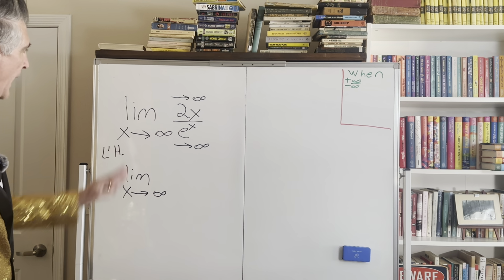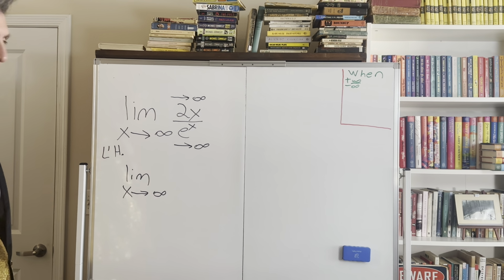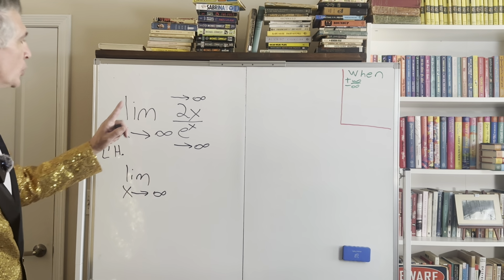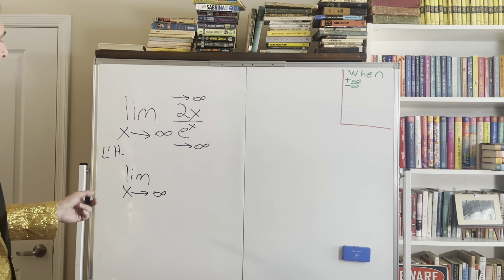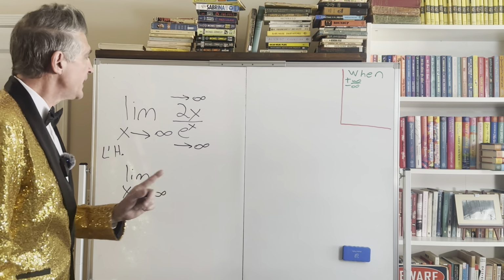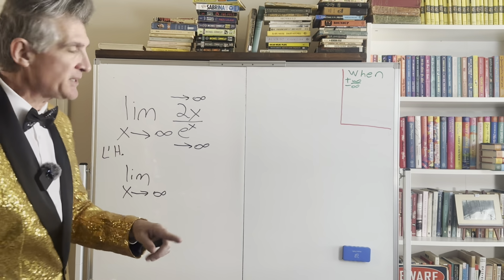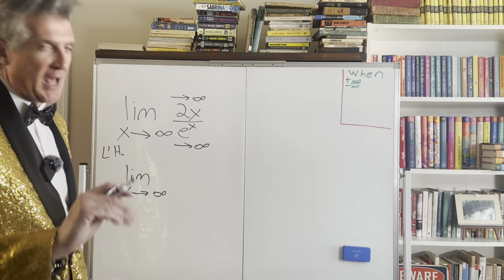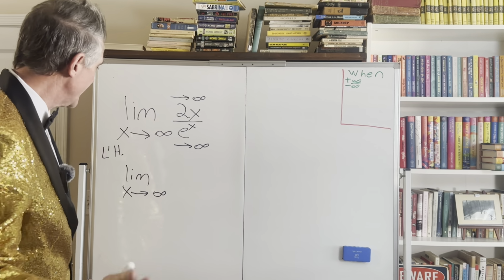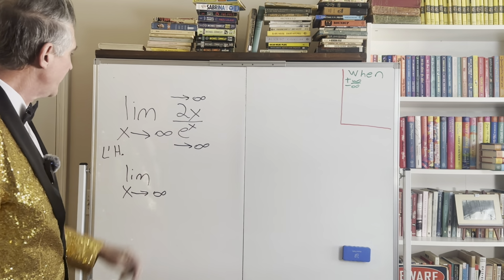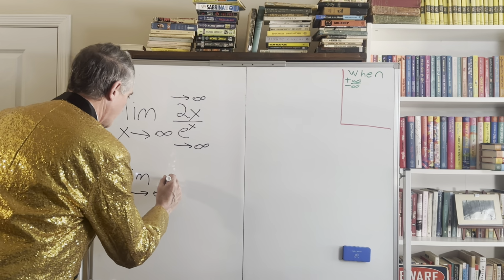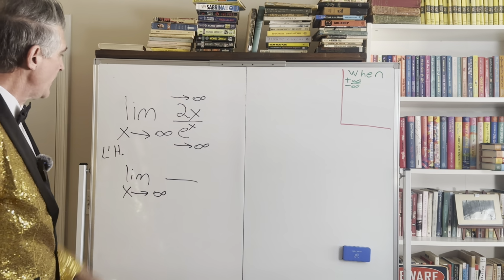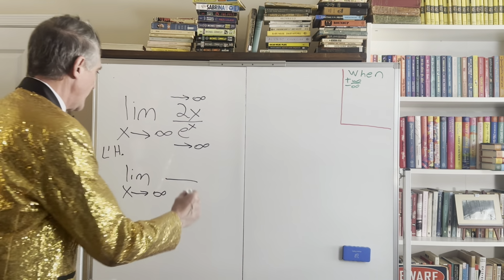Well, how do we solve for this particular limit? Well, fortunately, L'Hopital lets us take the derivative of this fraction, creating a new fraction that we can then take the limit of to solve for the original limit. Okay, let's go ahead and take the derivative. Well, the derivative of 2x is simply just what? Well, that's just 2, isn't it?